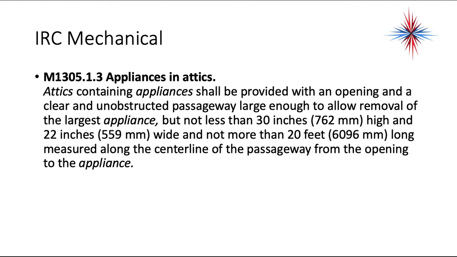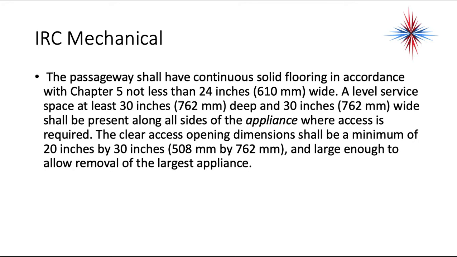Appliances in attics. Attics containing appliances shall be provided with an opening and a clear unobstructed passageway large enough to allow removal of the largest appliance, but no less than 30 inches high and 22 inches wide and not more than 20 feet long, measured along the center line of the passageway from the opening to the appliance. The passageway has to have continuous solid flooring in accordance with Chapter 5, not less than 24 inches wide.